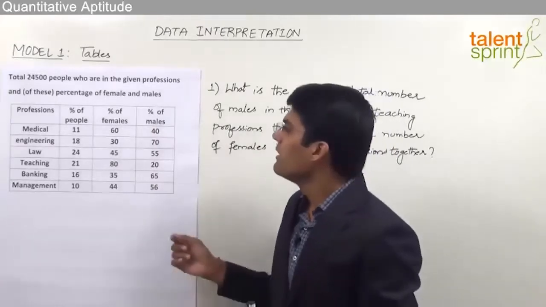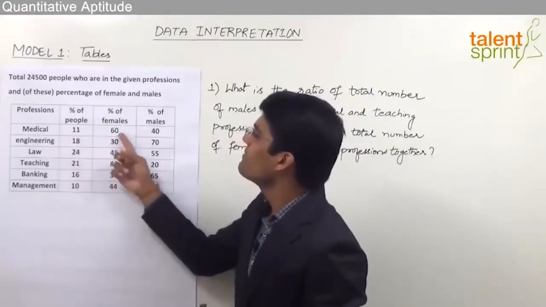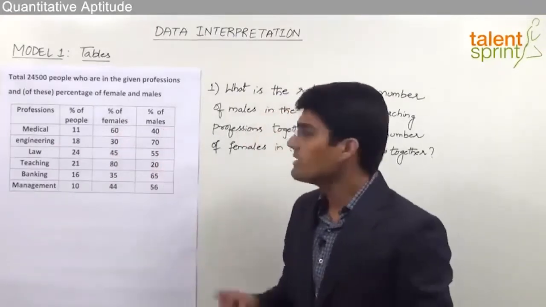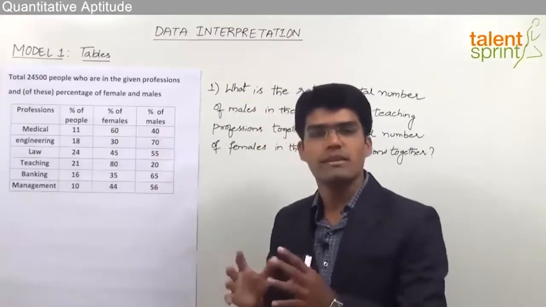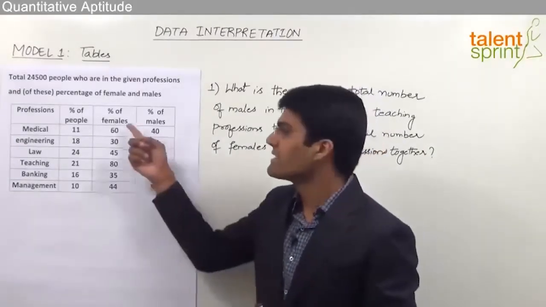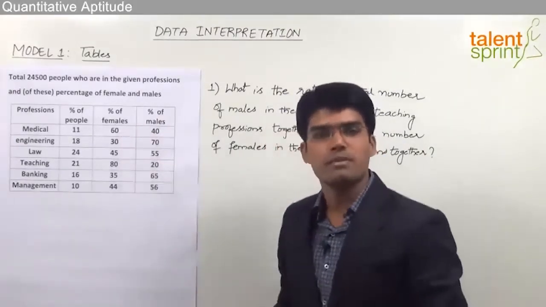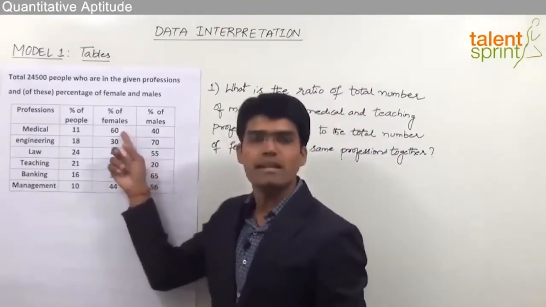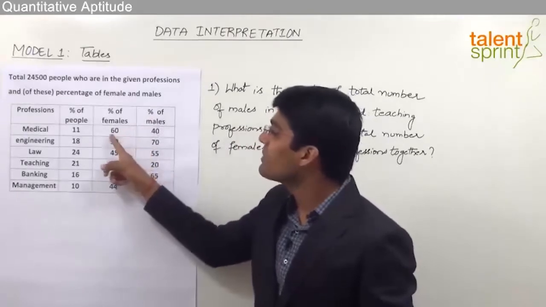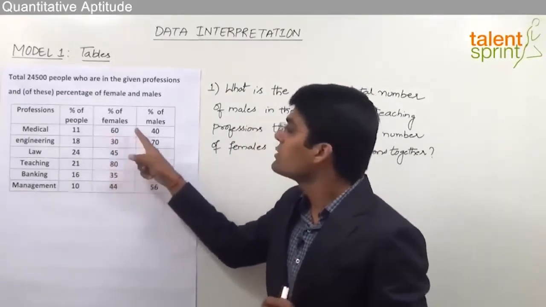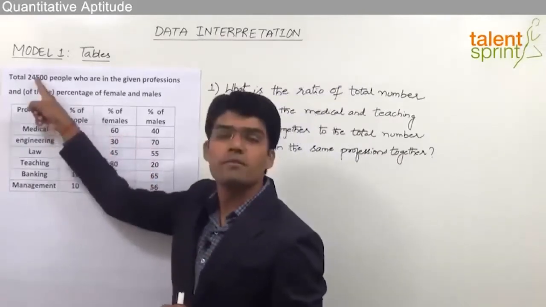For example, for the medical profession, 60% are females and 40% are males. 60 plus 40, as you can see, the total here is 100. So out of 100% people in the medical profession, 60% are females and 40% are males. So if we have to find out the number of females in the medical profession, we take it as 60% of the number of people in the medical profession. Remember, it should not be taken as 60% of 24,500.